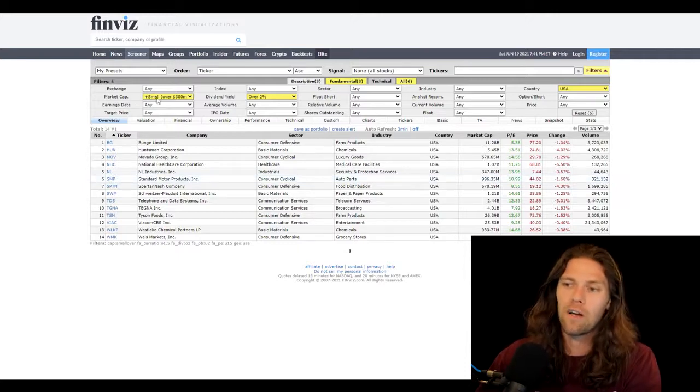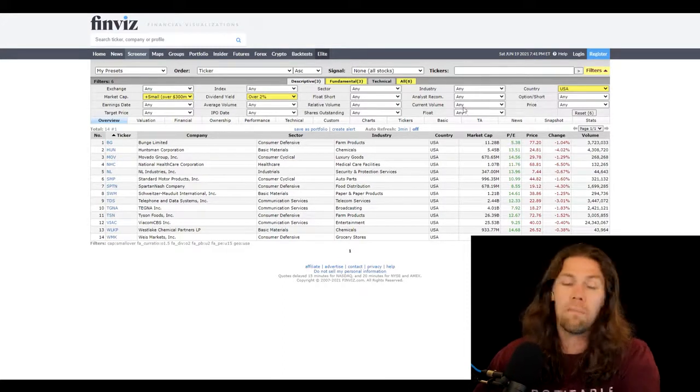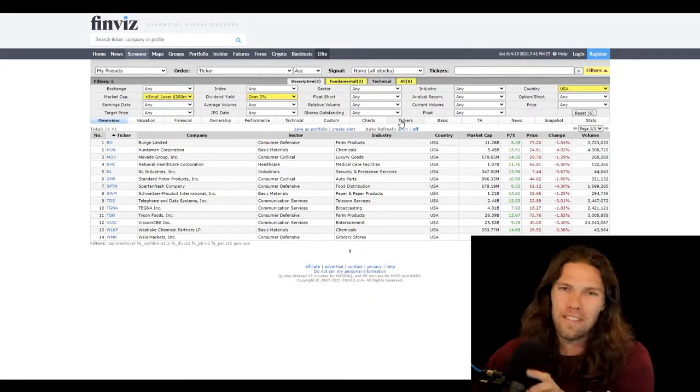So just covering the criteria quick that I'm looking at here. I did the market cap over $300 million, which is pretty small. Dividend yield over 2%. We know what dividends are. I did the country, USA. Now you may want to do foreign countries. You may want to do a completely different search. This is just a Warren Buffett style search.